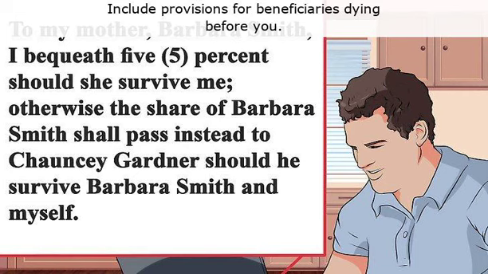If you want a deceased beneficiary's gift to just go back into the pot and be divided among your living beneficiaries in shares proportionate to what you provided for them, you can use conditional language such as, "To my mother, Barbara Smith, I bequeath 5% should she survive me." If you do not name an alternate to specifically receive Barbara's gift, her gift will lapse and go back into the pot.